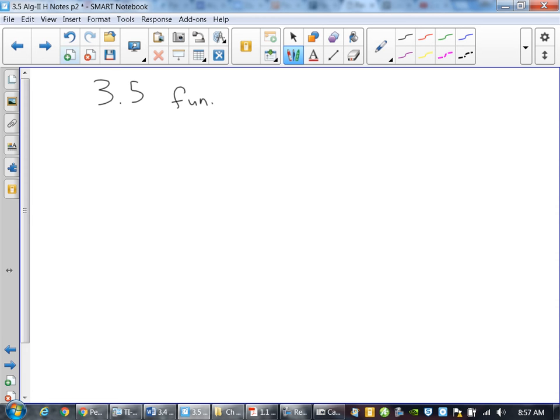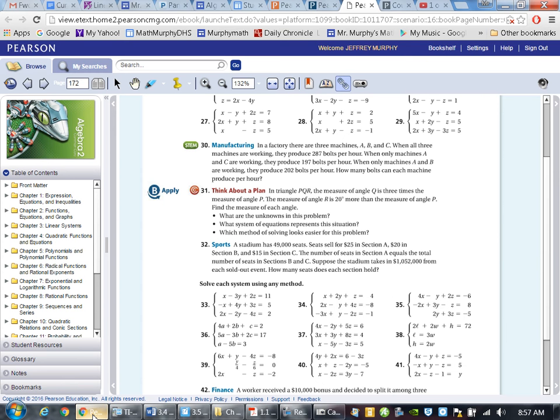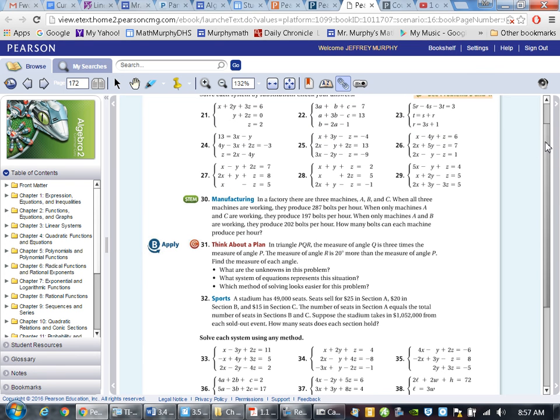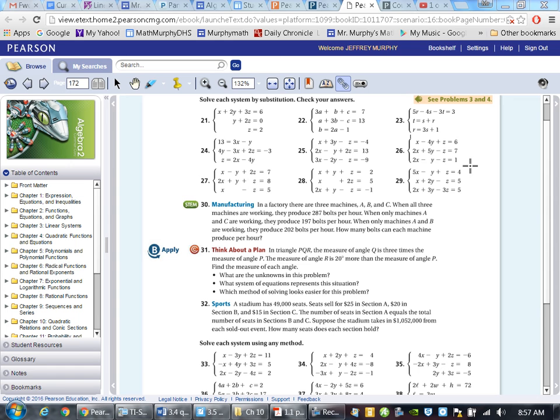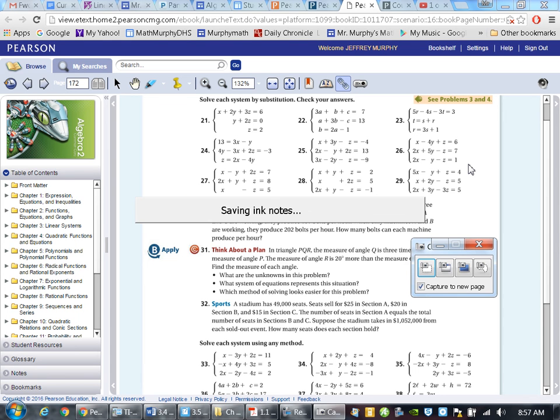I want to put in here real quick, and I want to show you guys this nice little trick for when we're setting up systems.